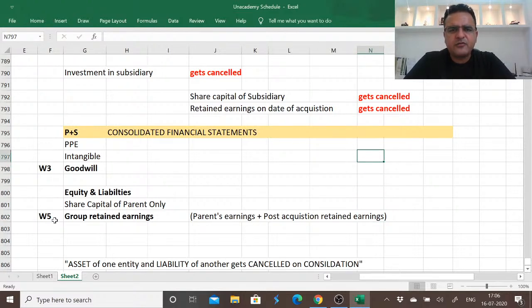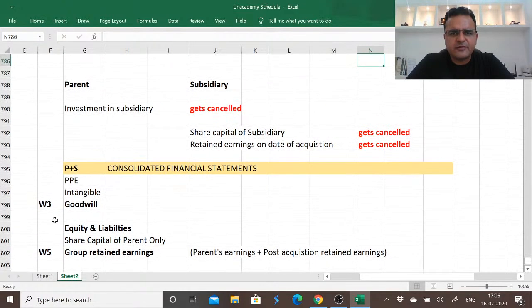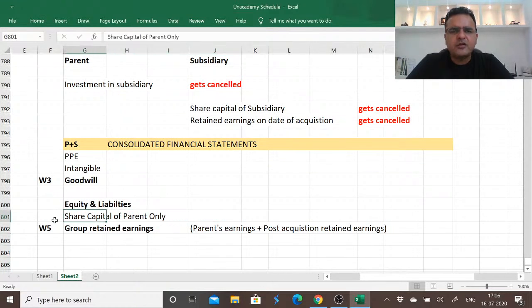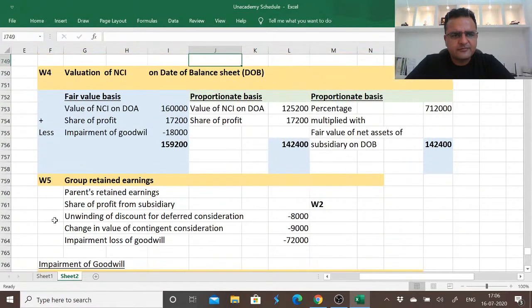If I take you back a little bit, what got cancelled with what? Investment in subsidiary is the amount invested to acquire the subsidiary. This gets compared with the share capital of subsidiary. This is the reason that on consolidation we only include share capital of parent only, because the share capital of subsidiary gets cancelled with this investment in subsidiary. And even the retained earnings which were existing on the date of acquisition get cancelled. So if there is any share premium, revaluation surplus, or any such item which existed on the date of acquisition, it gets cancelled with investment in subsidiary. Only post-acquisition profits are included. I can show you this.